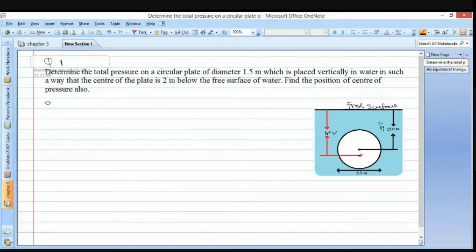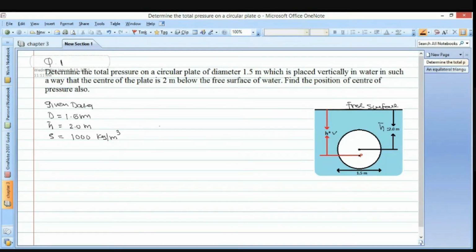So first, students, what we need to write? We need to write the given data. The diameter of the plate is given, that is 1.5. It is given in meter, so no need to convert it. Then h-cut is 2.0 meter. Then the density is given indirectly. It is placed in water. See students, this is indirect data: water means the density is 1000 kg per meter cube. The other things we do not require.